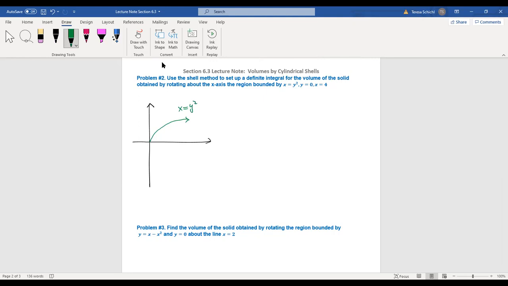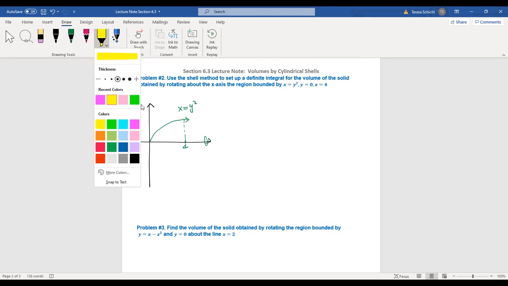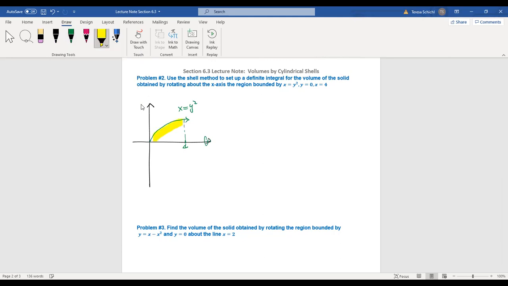I'm going to rotate around the x-axis here, and the region I want is 0 to 4. Like we did before, we always highlight the region. I'm going to rotate these regions, and when you rotate, you will get a solid like this.